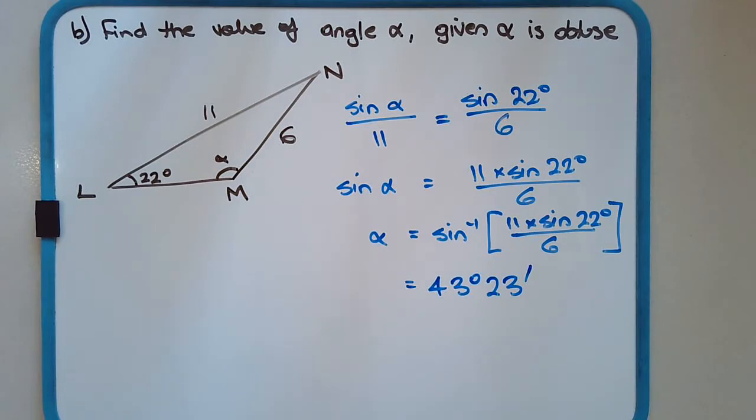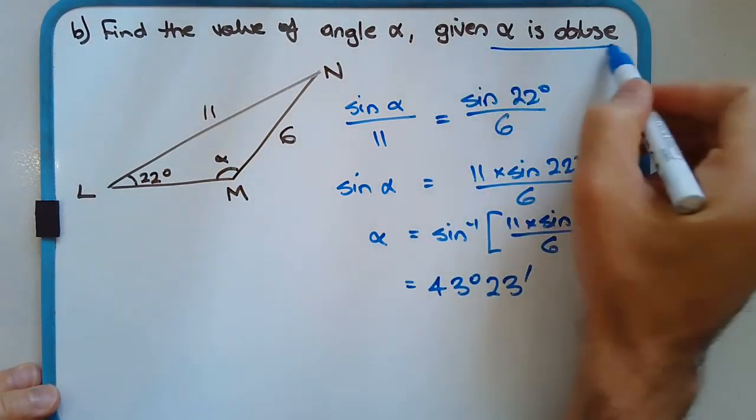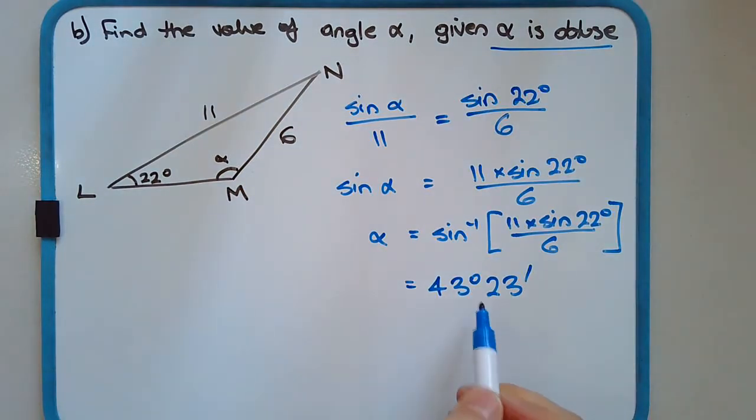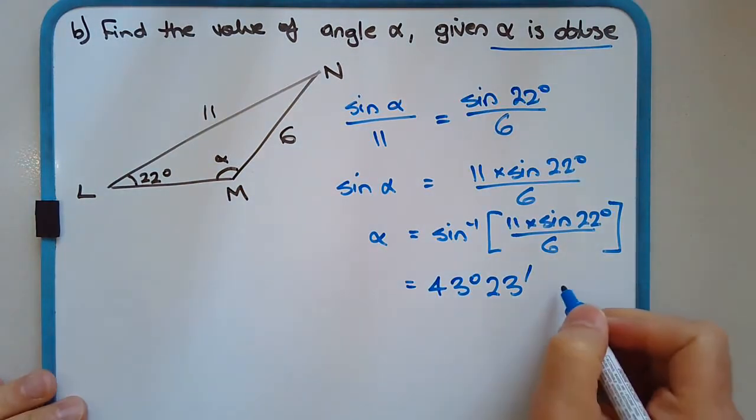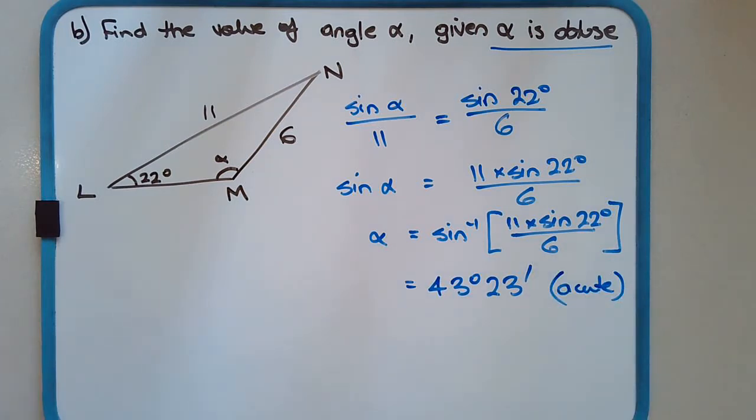Is this the correct answer? Some of you might be saying, yep, that's correct. Some of you might be saying, no, actually, go back and read the question again. So it helps to read the question at least twice. Go over it and make sure you don't miss any details. What does it say? It says, given alpha is obtuse. That's acute. So this is the acute angle. We need the obtuse angle.